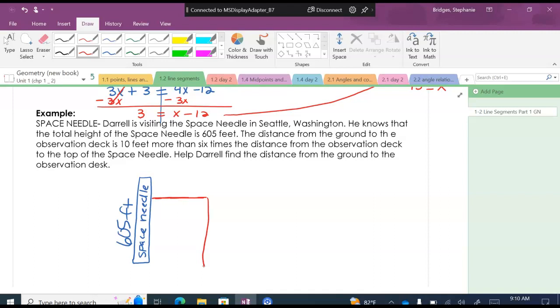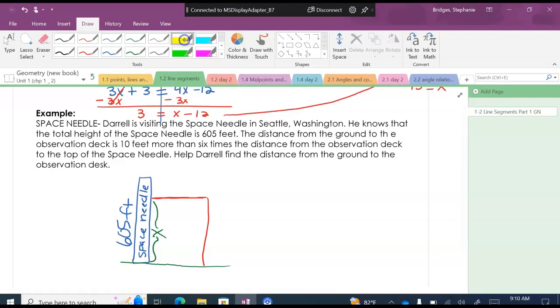What is it we're looking for? What does it ask us to find? The distance from the ground to the observation deck. So what can we call that if we don't know it? X. So from the ground, here's the ground right here, to the observation deck, that's X. So I'm going to put an X. You see where I put X? That's representing this distance right there.